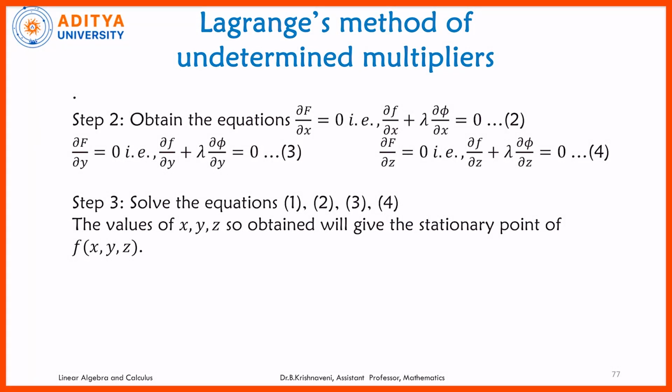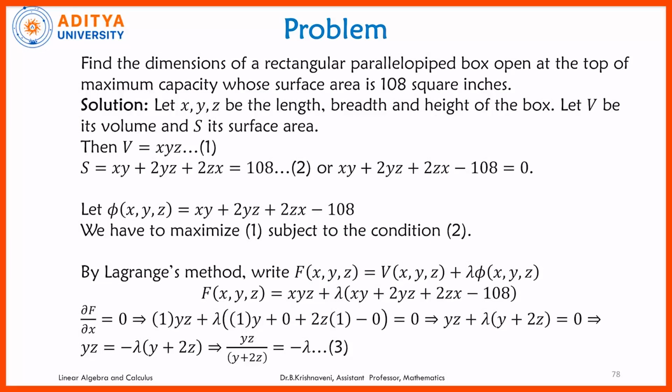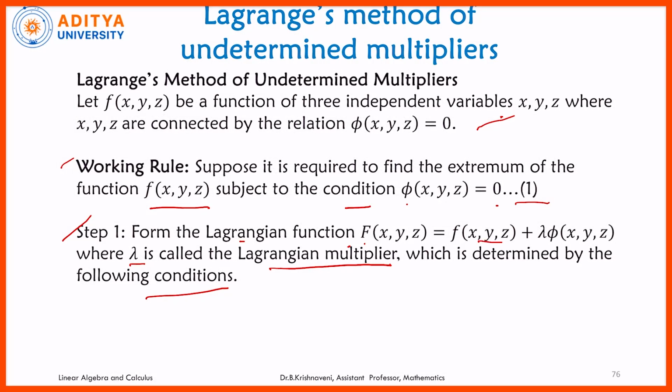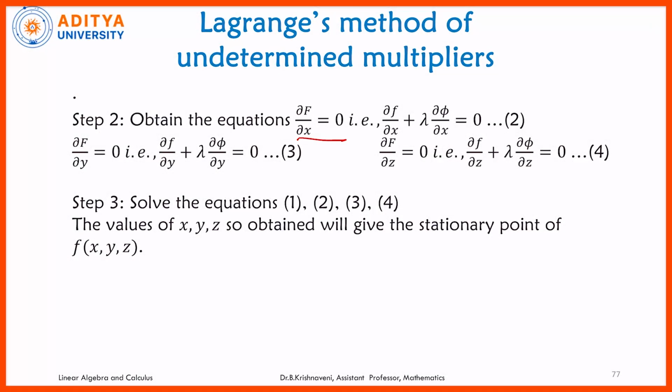Now step 2. Obtain the equation dou F by dou x is equal to 0. What is F? F is f plus lambda phi. So with respect to x means dou f by dou x plus lambda into dou phi by dou x equal to 0. Next, dou F by dou y is equal to 0, that is dou f by dou y plus lambda dou phi by dou y is equal to 0. And dou F by dou z is 0, which is dou f by dou z plus lambda into dou phi by dou z is equal to 0. Let these equations be numbered equation 2, equation 3, equation 4.